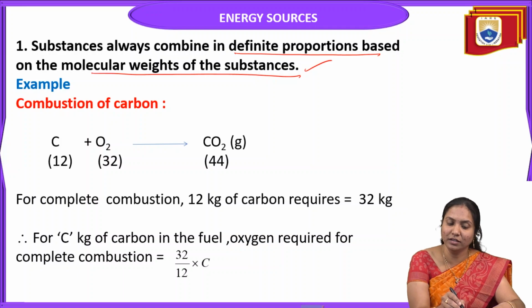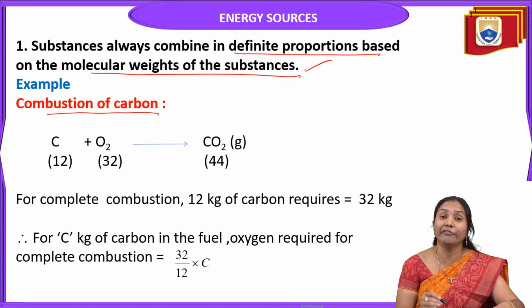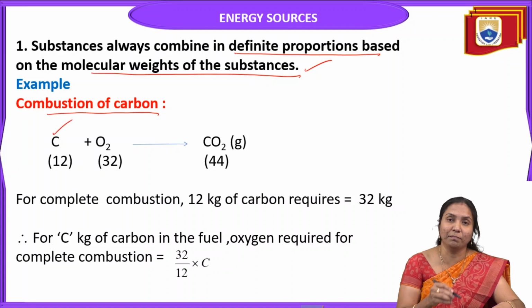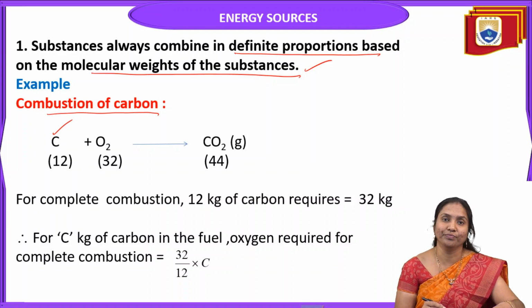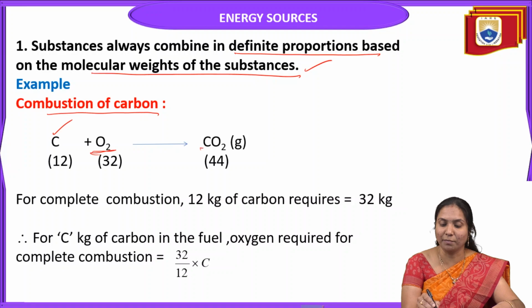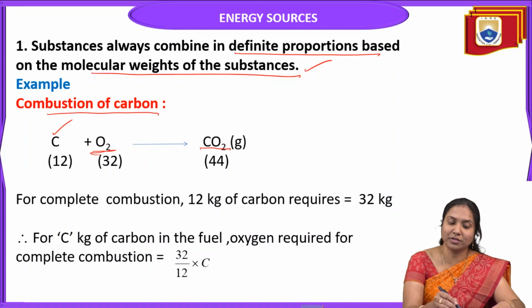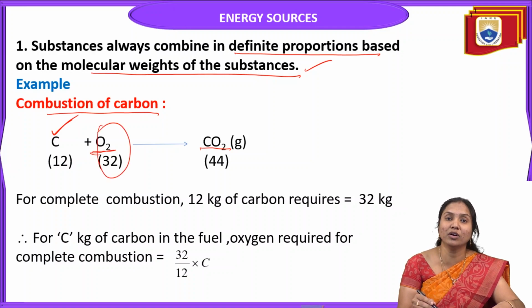For example, combustion of carbon. If the fuel contains carbon, and generally a good fuel always contains a high percentage of carbon, which increases the calorific value. So the main constituent of fuel is carbon. During the burning process in the presence of oxygen, what is the combustion product formed here? Carbon dioxide. Substances always combine in definite proportions, based on the molecular weight of the substances.